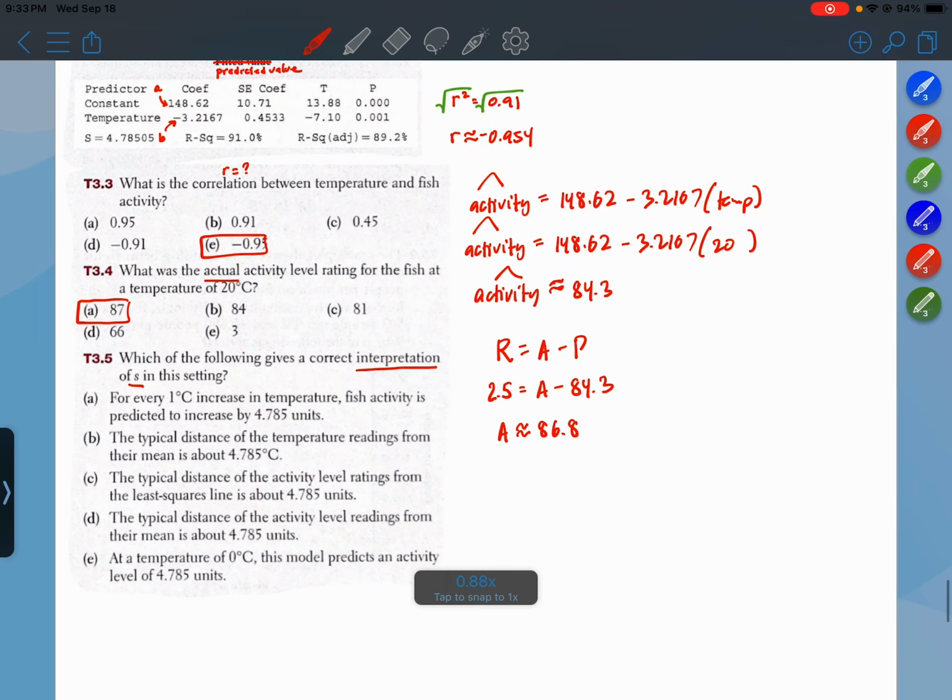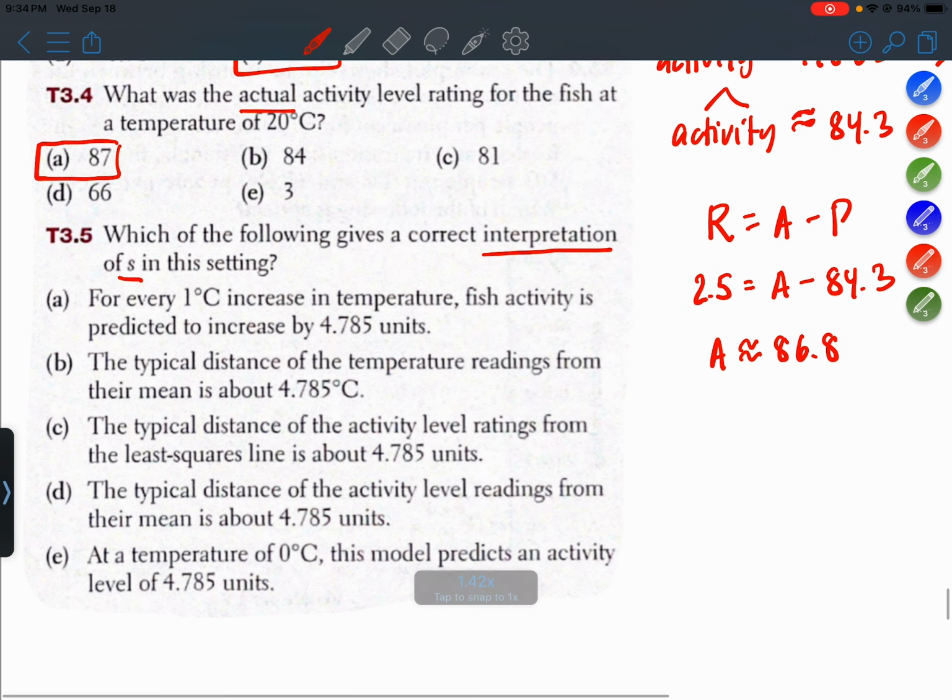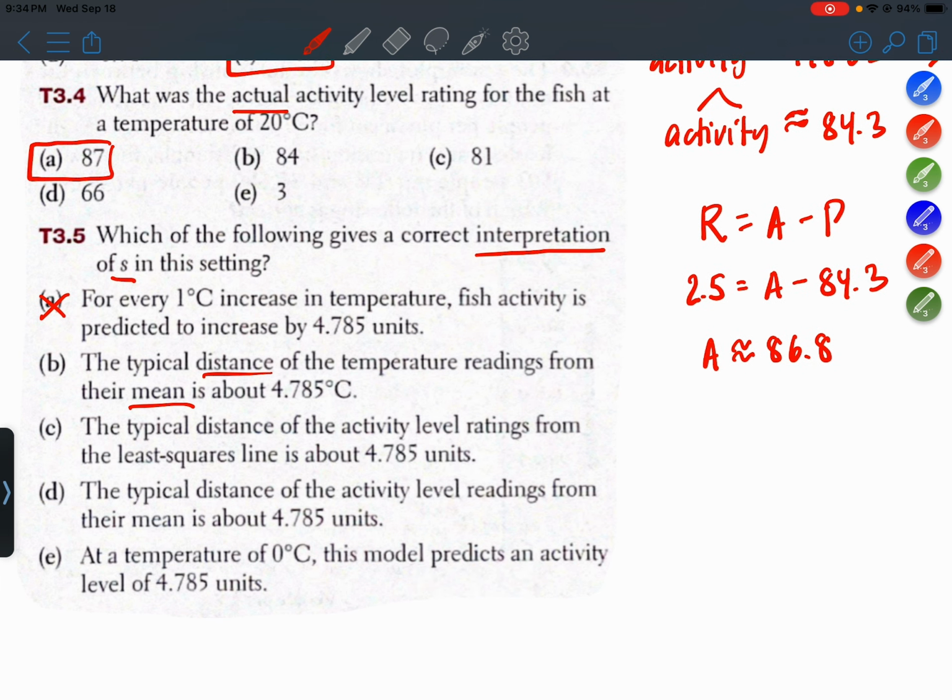All right, so looking at the answer choices. A: for every 1 degree Celsius increase in temperature, fish activity is predicted to increase by, that sounds like a slope interpretation, so that's not the right one. B: the typical distance of the temperature readings from their mean is about 4.785. Distance from the mean, that's standard deviation. That's not what we're looking for. We're looking for a statement that's talking about the average size of the residual or the average prediction error.